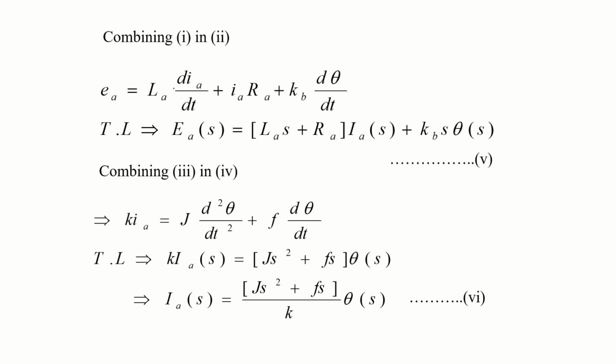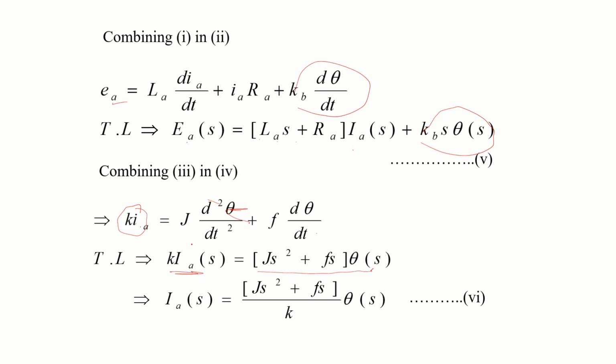Now we'll take Laplace for each one of these equations. When I take Laplace, E of s is equal to LA s IA of s plus RA IA of s, and the EB I have replaced by KB d theta by dt, so it becomes KB s theta of s. Now T I have replaced by K IA. Then this becomes K IA equals J d square theta by dt square plus F d theta by dt, and taking Laplace, this becomes K IA of s equals J s square plus F s theta of s.